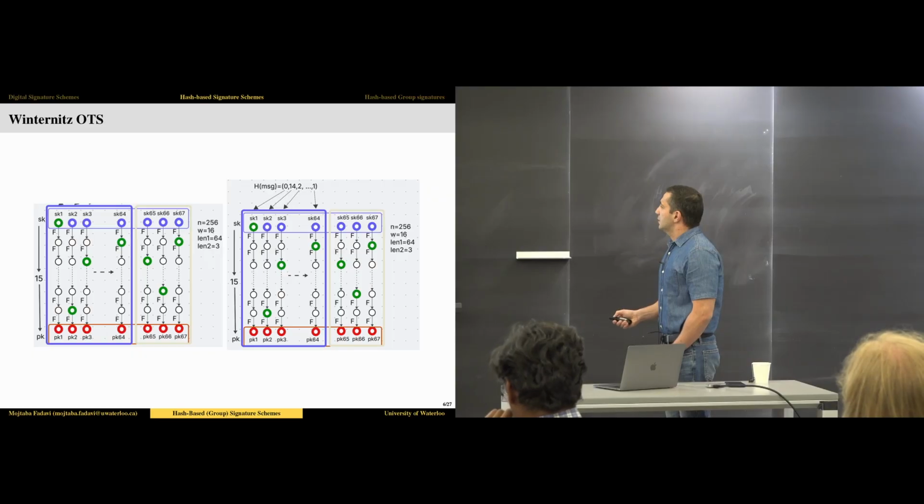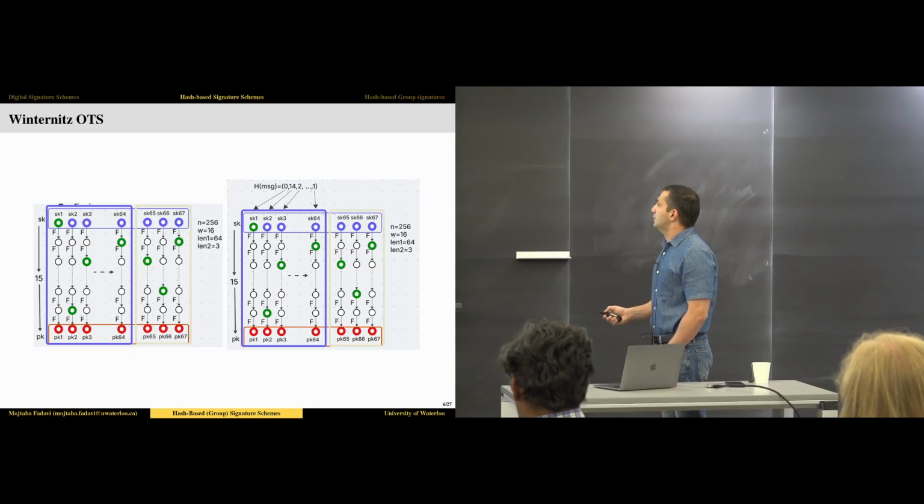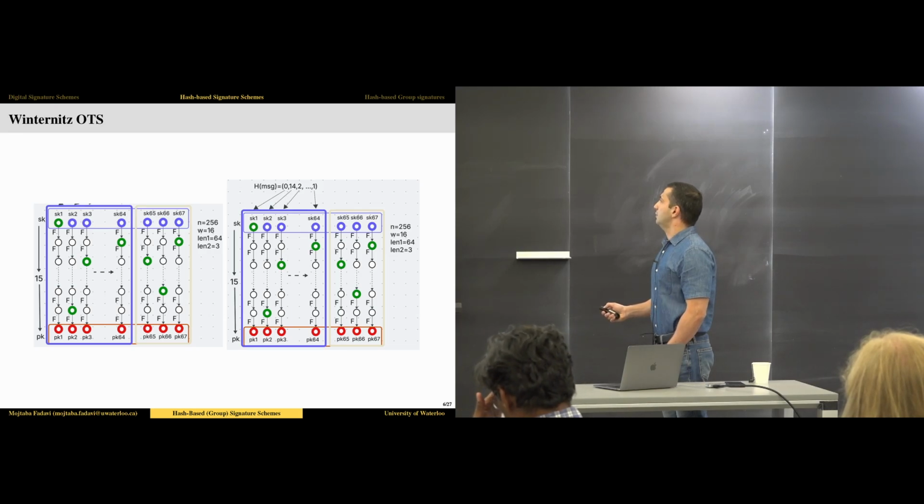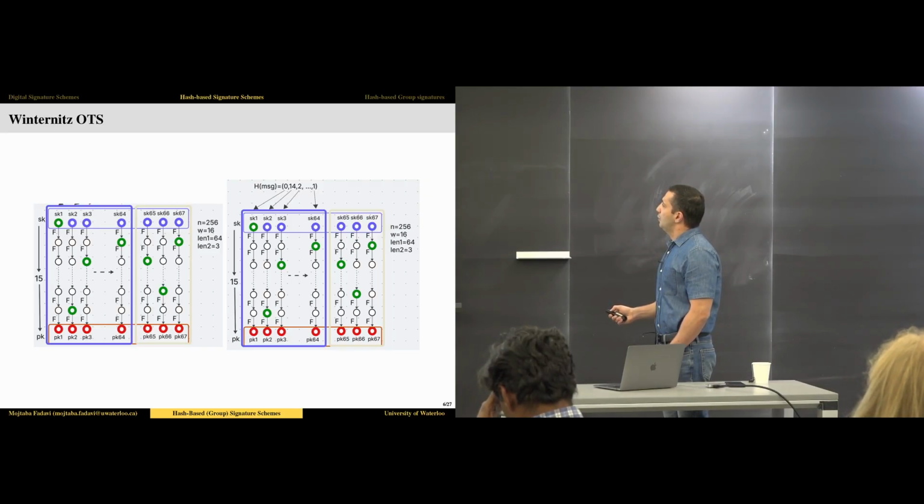This public key is published, and when the signer wants to sign a message, he first computes the hash value of the message and chunks it. Based on the chunked value, he selects one of the nodes in each chain. For example, here it is 0, so it selects SK1. In the second place, we have 14, so it selects this one, and so on. Remember that this length is 15.